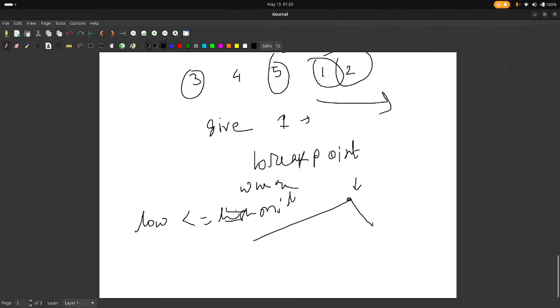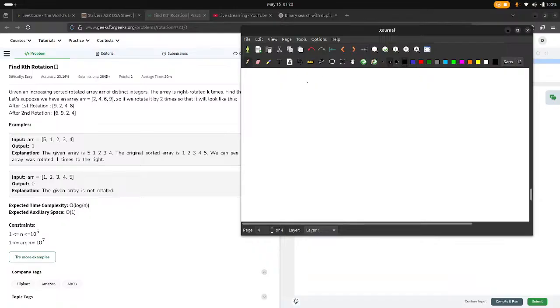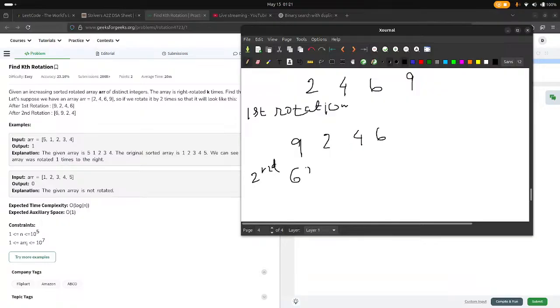So what it is saying basically, let's say I have 2, 4, 6, 9, and after the first rotation, 9 will come at first. So 9, 2, 4, 6. Second rotation, 6 will come before 9. So 6, 9, 2, 4. So I have to calculate how many times it is rotated.